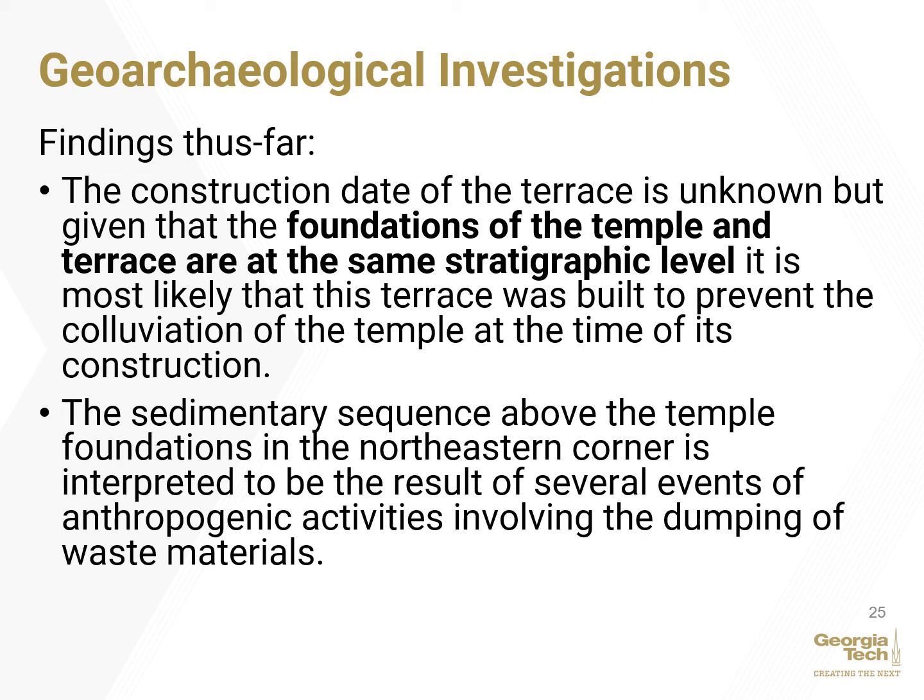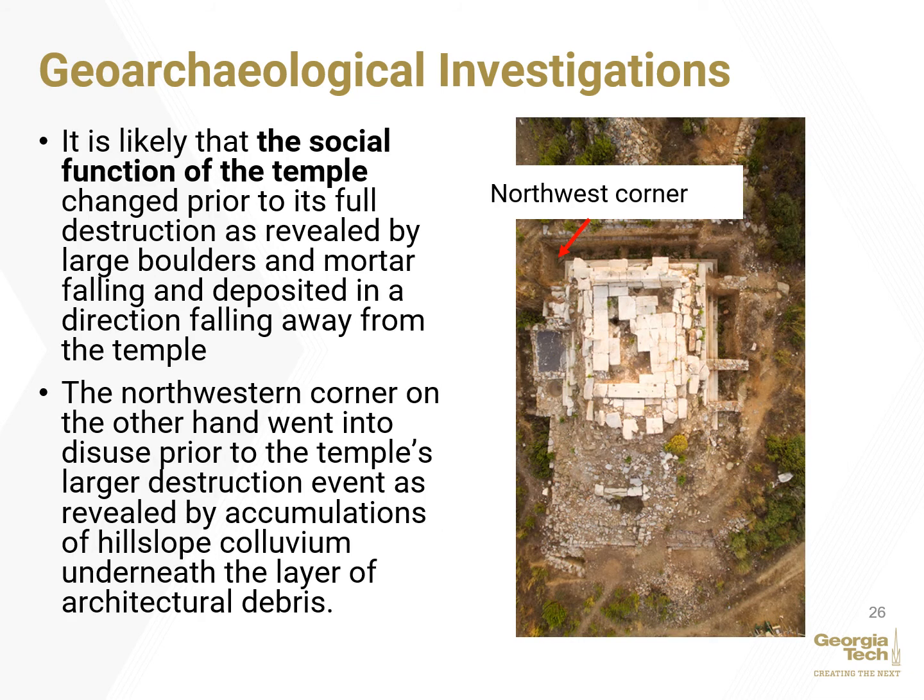The sedimentary sequence above the temple foundations in the northeastern corner is interpreted to be the result of several events of anthropogenic activities involving the dumping of waste. So it's likely that the social function of the temple changed prior to its full destruction, as revealed by large mortar boulders and mortar falling, deposited in a direction falling away from the temple. The northwestern corner, on the other hand, went into disuse prior to the temple's larger destruction event, as revealed by the accumulations of hill slope colluvium under the layers of architectural debris.